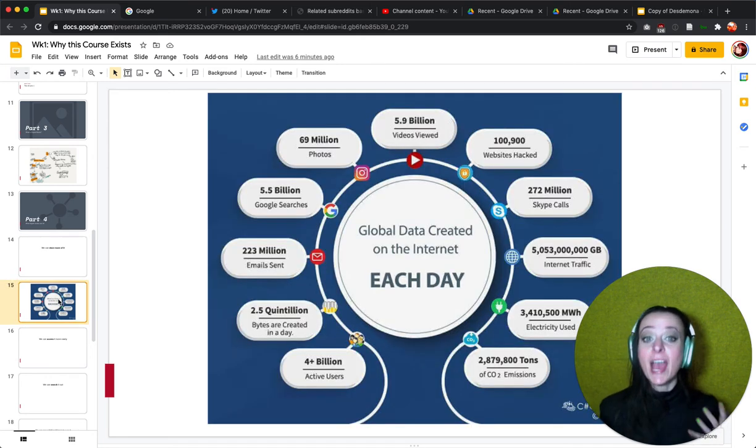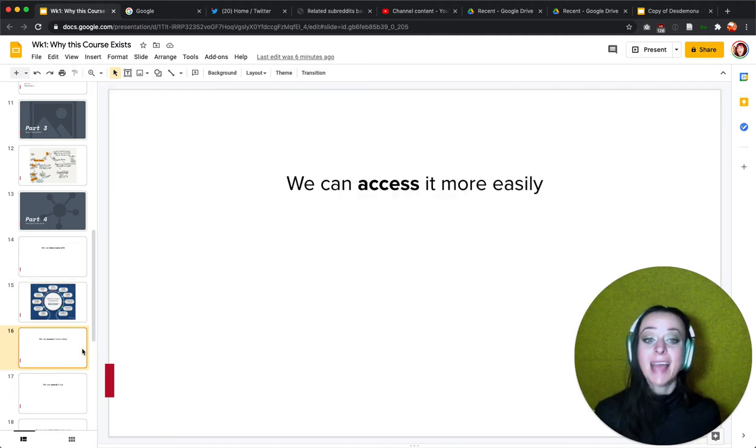And because of that, we have a ton of it, right? This graphic probably needs to be updated because it is pre-COVID, so probably the numbers are a bit different since a lot of work is now happening online. But each day on the internet, people are creating and storing almost 70 million photos. 6 billion videos are being viewed online. We have 223 million emails being sent. These are every day, and this is possible because digital media is electronic and it doesn't have physical limitations to storage and sharing.